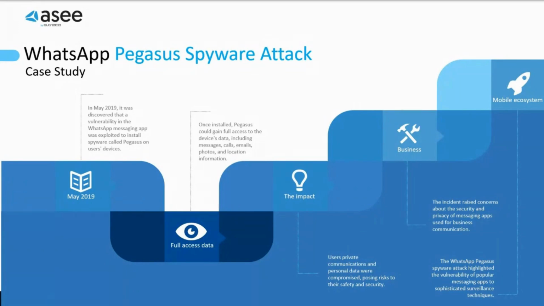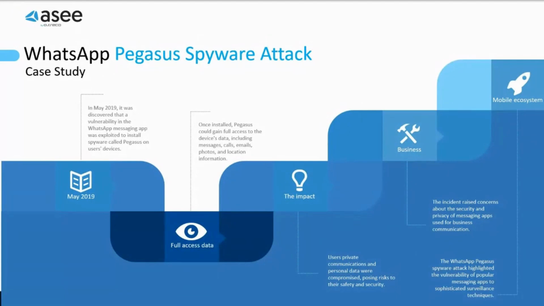What was the impact? There was a huge impact on the users because individuals using WhatsApp, including journalists, activists, lawyers, and human rights defenders, were targeted by this spyware. Their private communication and personal data were compromised, and this was leading to big risk. Also, it was a big risk for businesses because the incident raised concerns about the security and privacy of messaging apps used for business communication. Companies relying on WhatsApp for internal communication may have been at risk of unauthorized surveillance and data breaches.